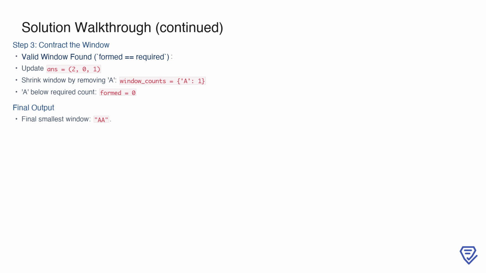This reduces the count of a in window_counts to 1, which is below the required count in T_count. As a result, formed is decremented to 0, and the window is no longer valid. Since there are no more characters to process, the smallest valid window remains from left equals 0 to right equals 1. The substring corresponding to this window is AA, which is the final output for this example.